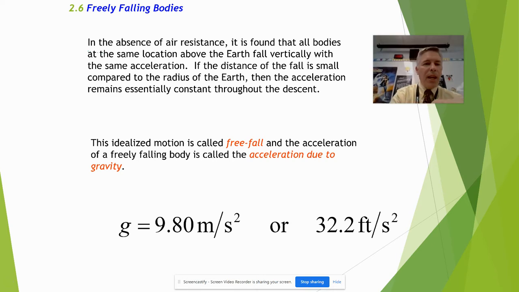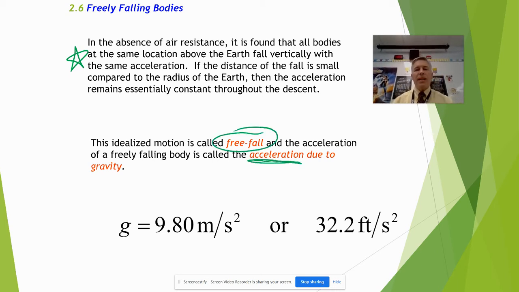In the absence of air resistance, it is found that all bodies at the same location above the Earth fall vertically with the same acceleration. You saw two videos that brought that up, trying to show that if you get rid of air resistance, everything falls the same. And that's one of the things in the Veritasium video on misconceptions that threw people off: they kept thinking of it as the force being the same, but it's not the force, it's the acceleration that's the same.